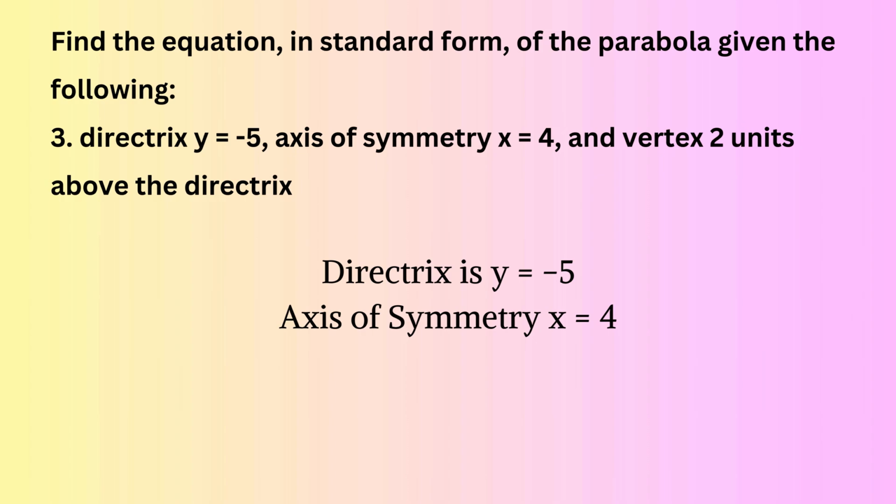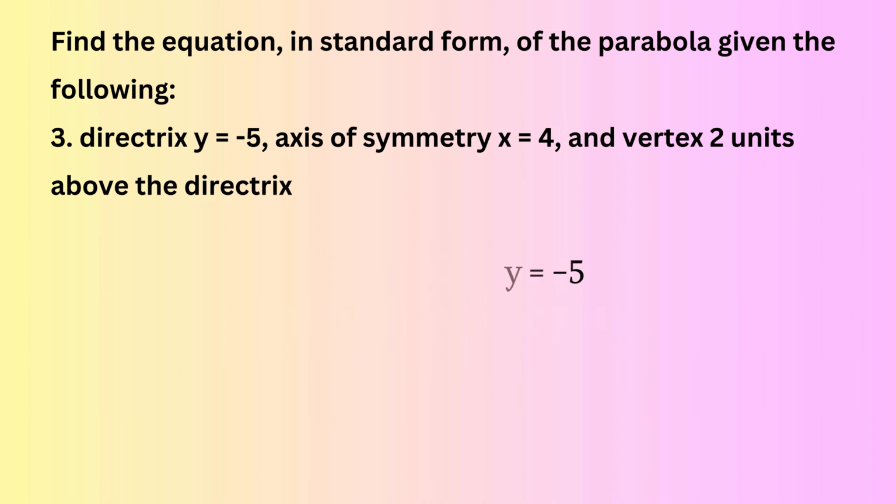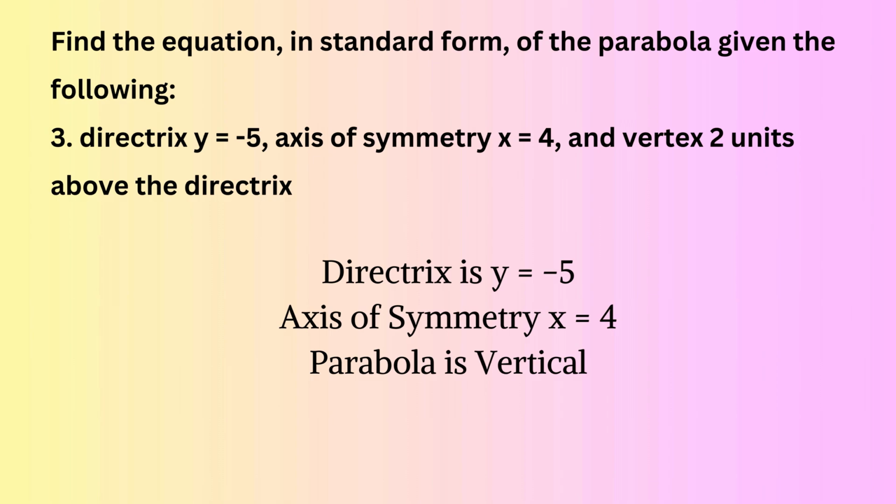The orientation of the parabola is similar to the axis of symmetry, but opposite with the directrix. Since our directrix here at y equals -5 is horizontal, then our parabola is vertical. Or, if the axis of symmetry of the parabola is vertical, then it follows that the parabola is vertical as well. But where does it open?